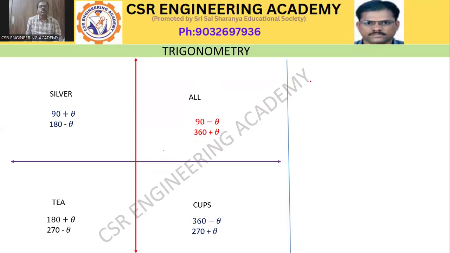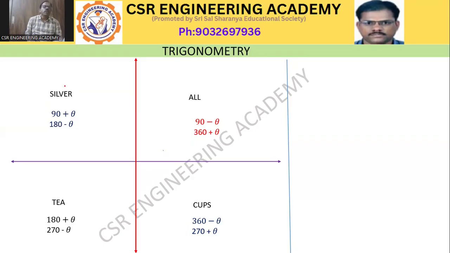In this video, we are going to discuss the ASTC rule (All Silver Teacups). Now, the plane is divided into four quadrants. A horizontal line is called the x-axis, and a vertical line is called the y-axis. In the first quadrant, all trigonometric ratios are positive.